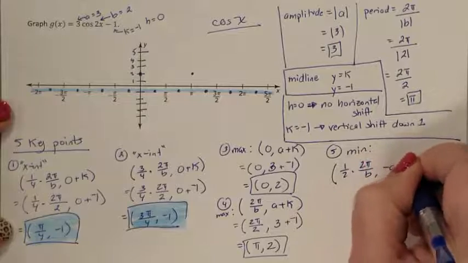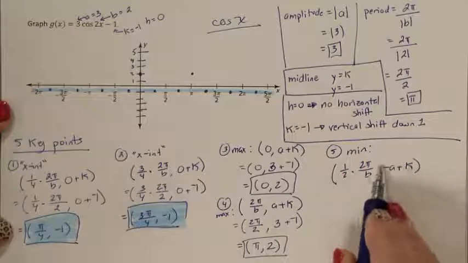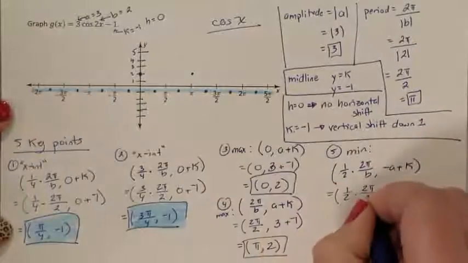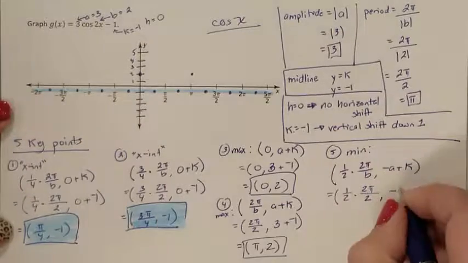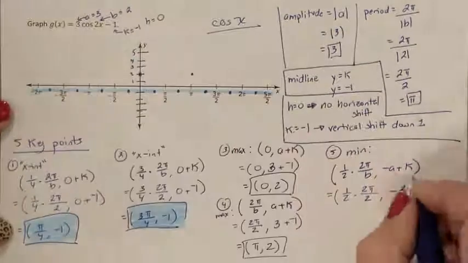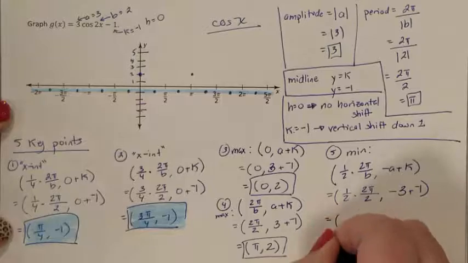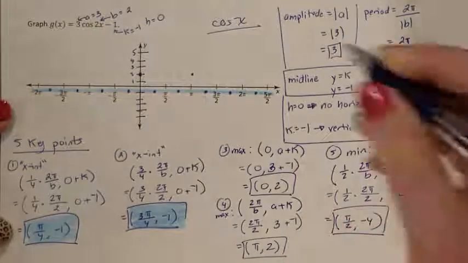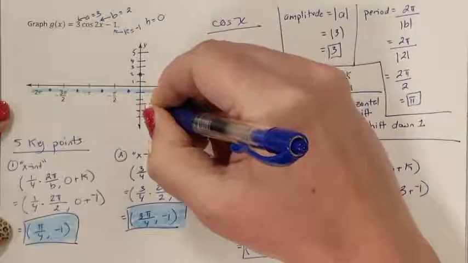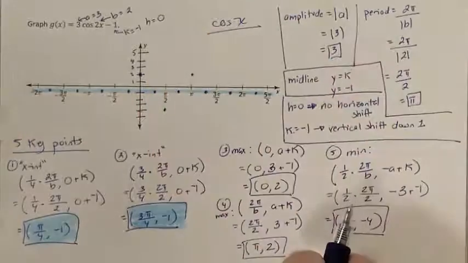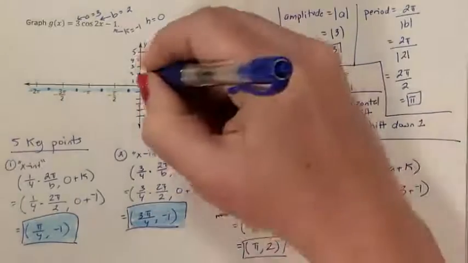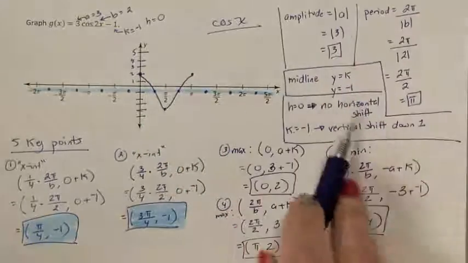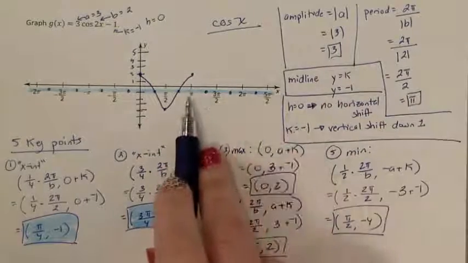This is the min taking into account the vertical shift that we need. The b is a 2. My a is a 3, and my k was a negative 1. So my min is pi halves, negative 4. Pi halves, 1, 2, 3, 4, negative 4. So this is what my cosine function looks like before it starts repeating after the pi.